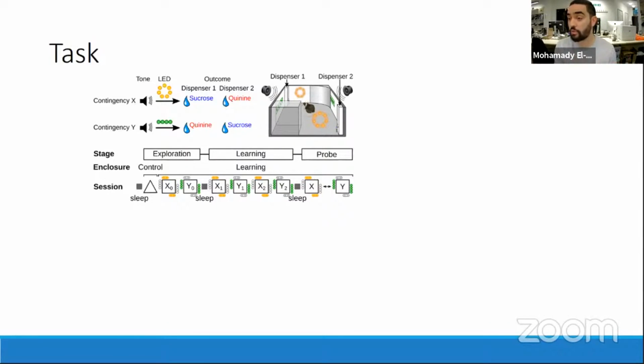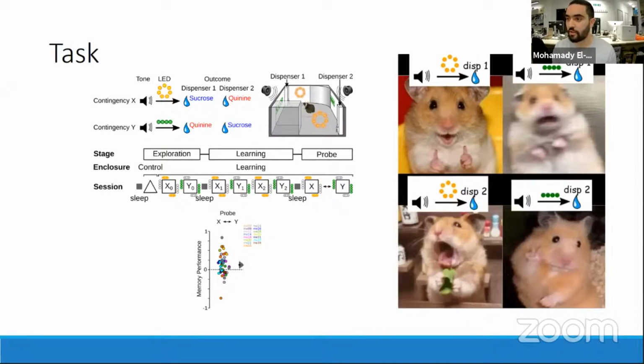Animals have to learn it rapidly every day within a few hours, but also retrieve it dynamically because we shift between these LED displays. And what we see is the animals indeed do remember, or retain a memory of this contingency discrimination into the probe test. This is a pictorial representation of roughly what they're learning in this task.